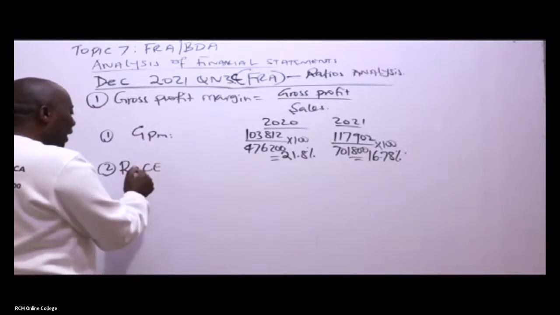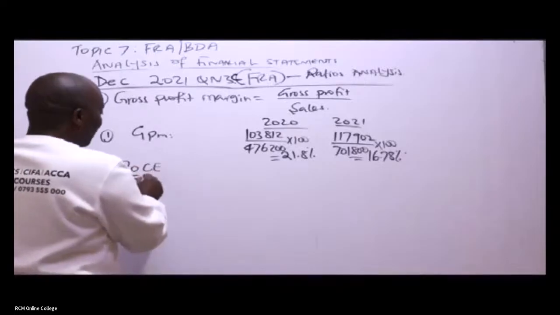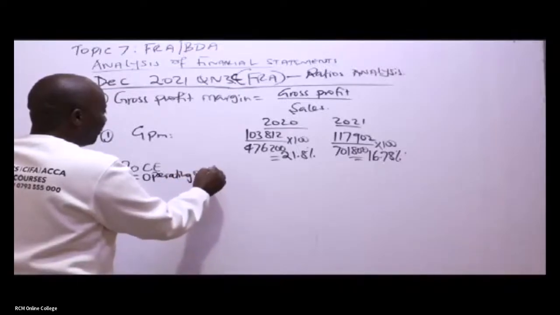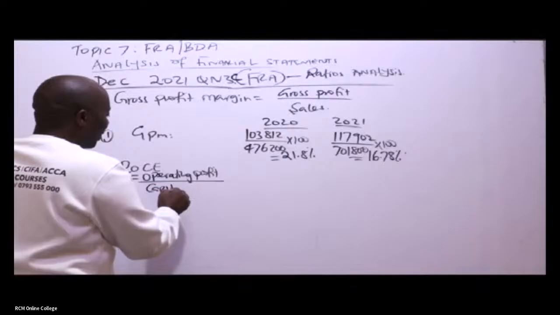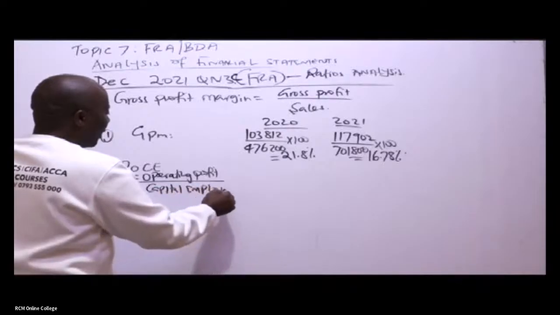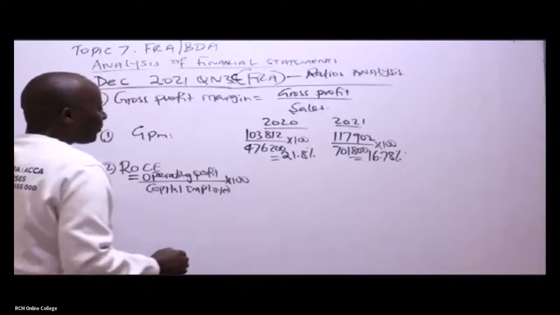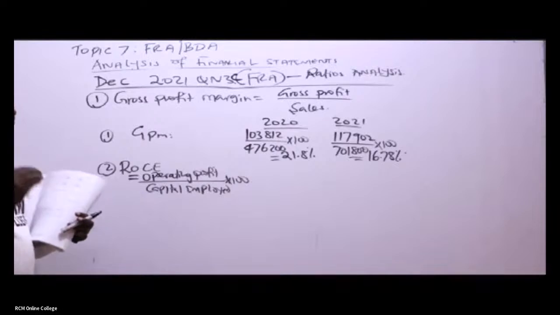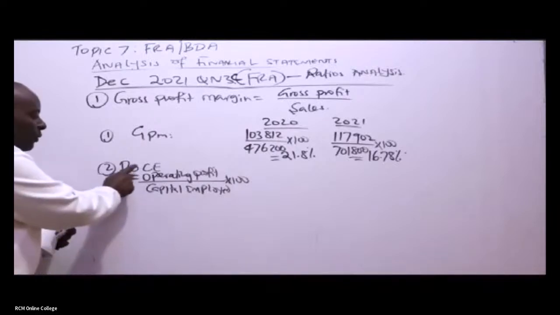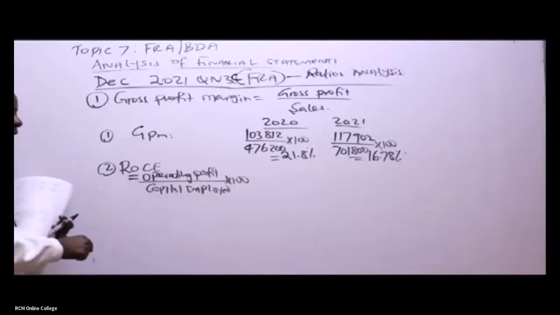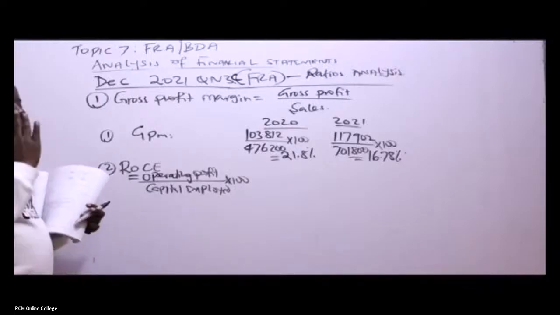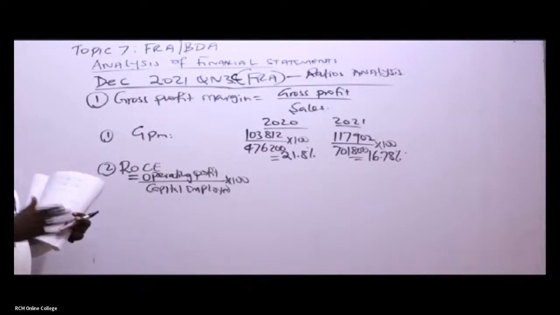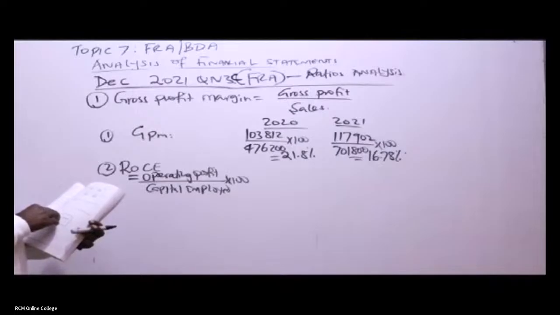Whenever I see this O, I am able to remember ROCE: return is operating profit. So this is operating profit over capital employed, times 100. So anytime you see ROCE, return on capital employed, you take operating profit because of this O. Never forget it. So it's not profit after tax. No, it is return on capital employed. You take operating profit, you divide this by capital employed times 100.